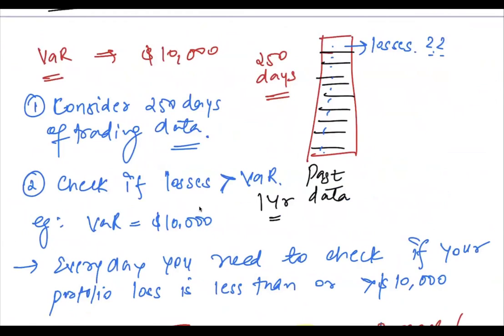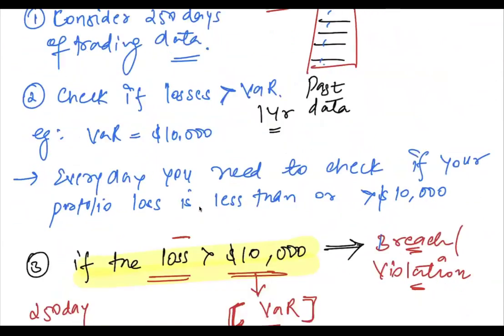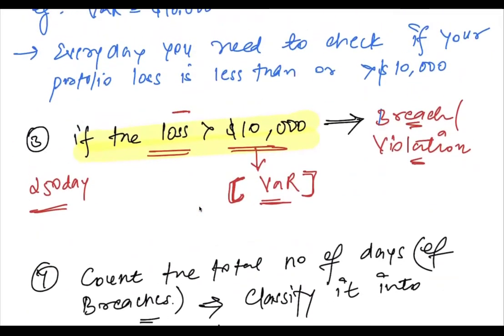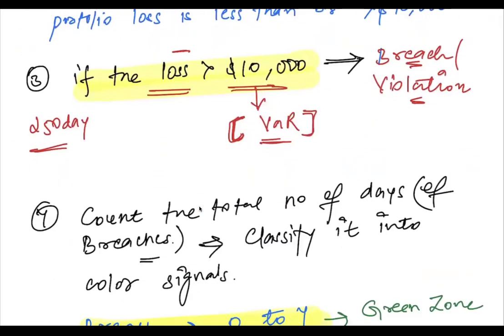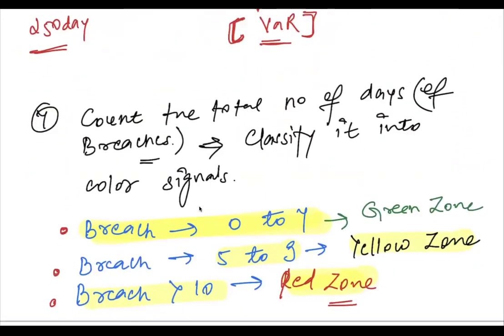So basically, consider the last 250 days of trading data. Check if the losses are greater than the value at risk number. If the losses are greater than the value at risk number, then it is considered a breach. And then you count the total number of breaches.